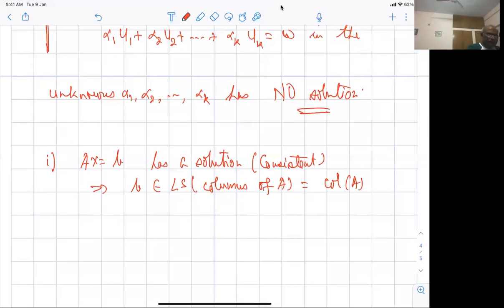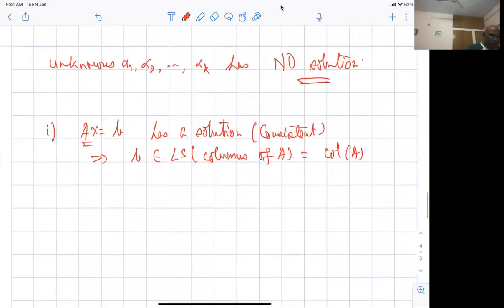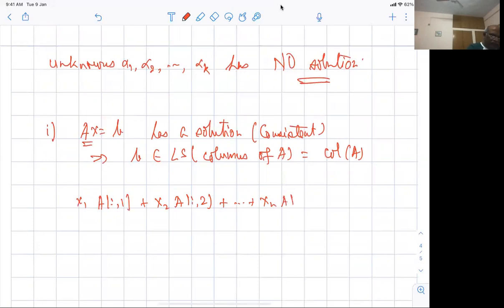Fine, because Ax equal to B, what does it mean? Ax equal to B means x1 times the first column plus x2 times the second column plus xn times the nth column, and I'm writing it as B. So I'm solving the system where x1, x2, xn are unknowns. Our A was m cross n, and accordingly x and b are there with us.